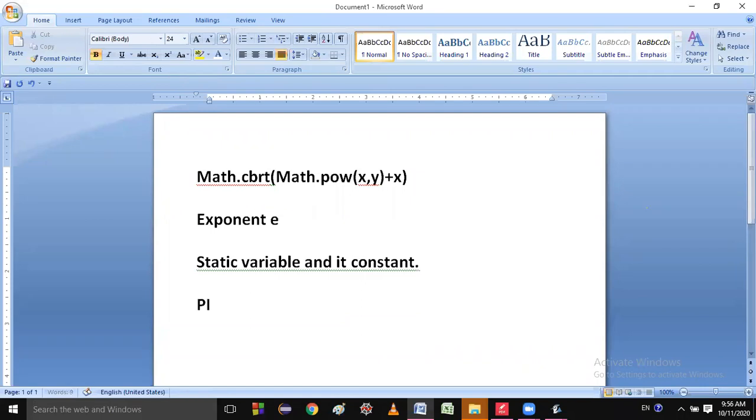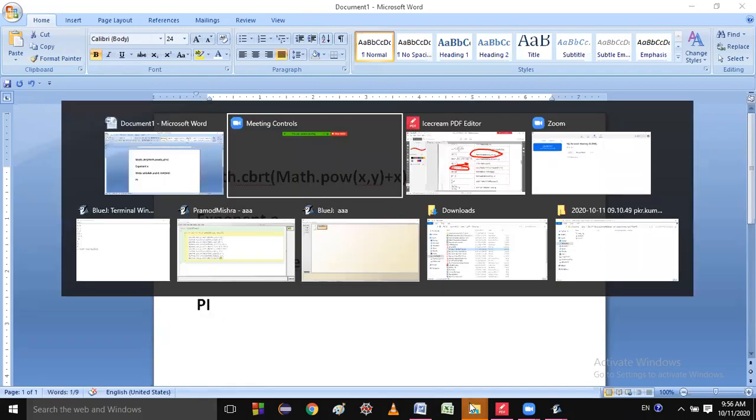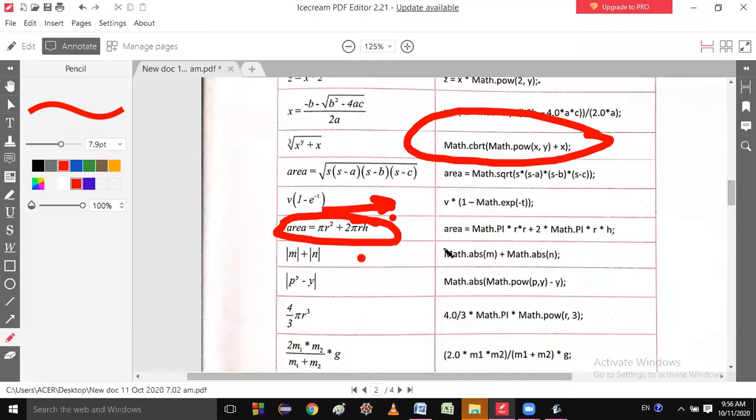Pi. Because this is a constant, everything will be written in capital. Is it clear? Yes, sir. So you just watch here, PDF. Math.PI. Am I right? Because this is a static variable, so this is called by the class name. Clear right now? Yes, sir.